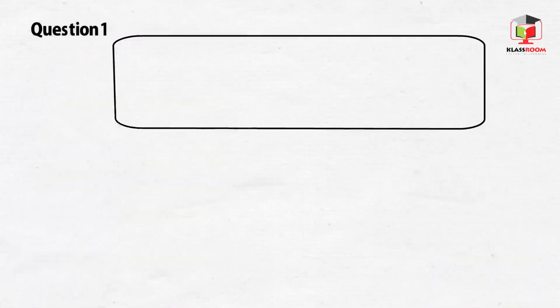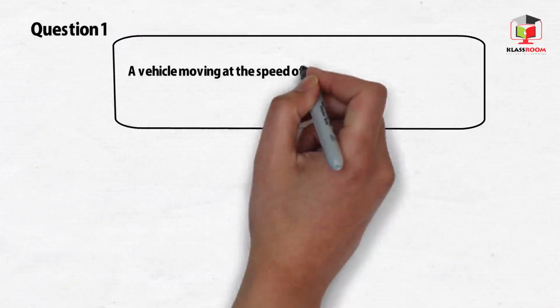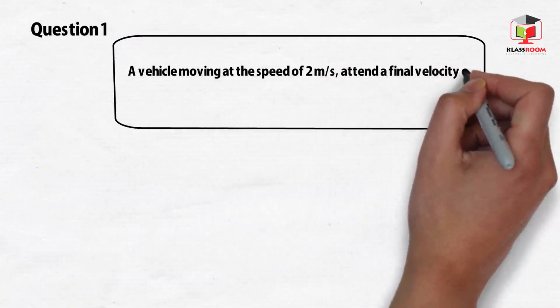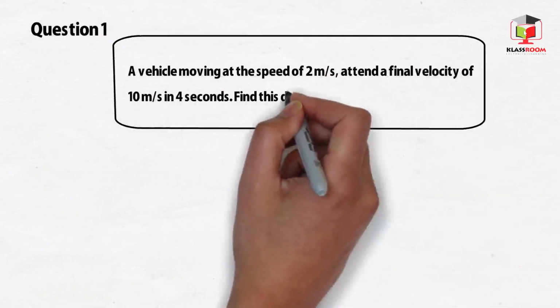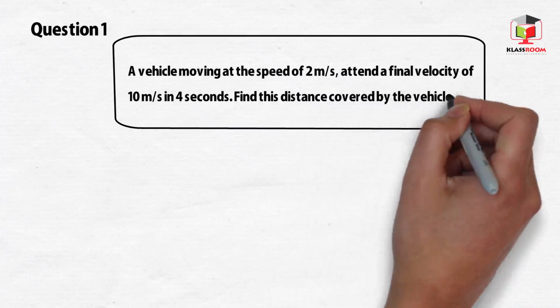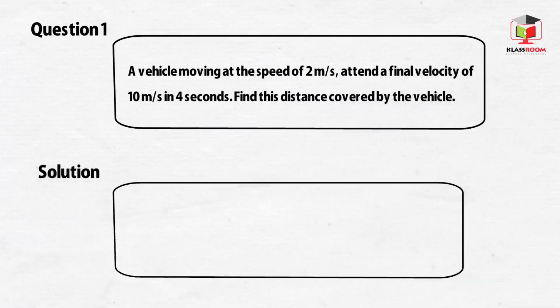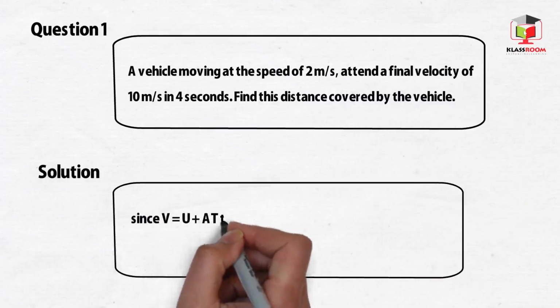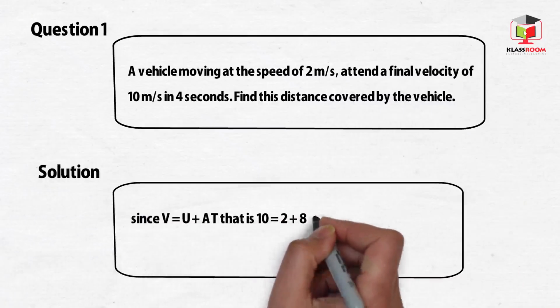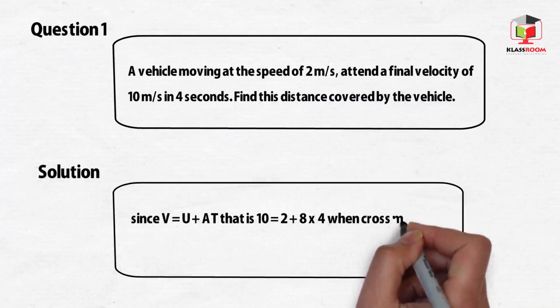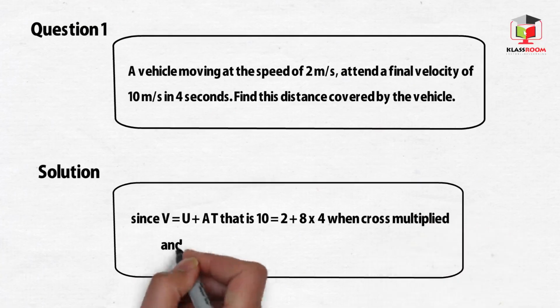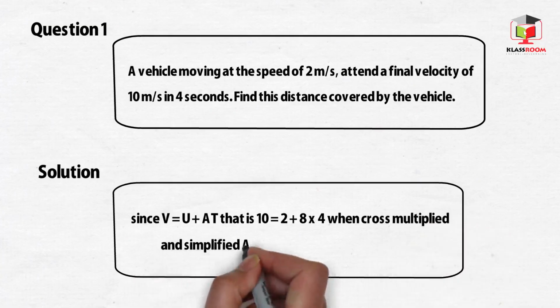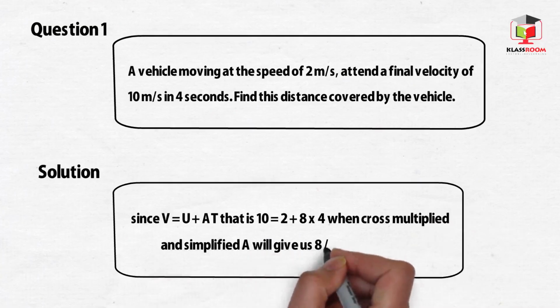Question 1. A vehicle moving at a speed of 2 meters per second attained a final velocity of 10 meters per second in 4 seconds. Find the distance covered by the vehicle. Solution. Since V is equal to U plus AT, that is 10 equals 2 plus A times 4. When cross multiplied and simplified, A will give us 8 over 4, which is 2 meters per second squared.